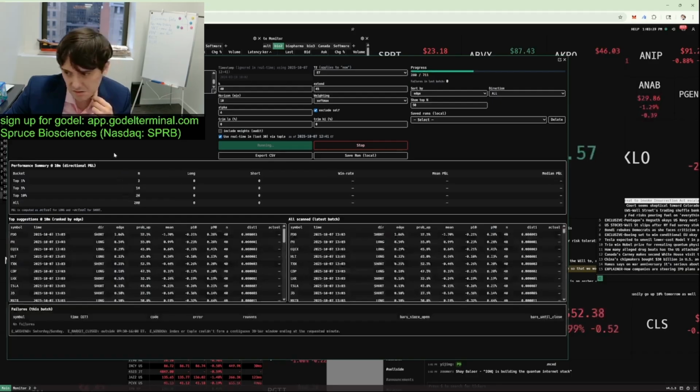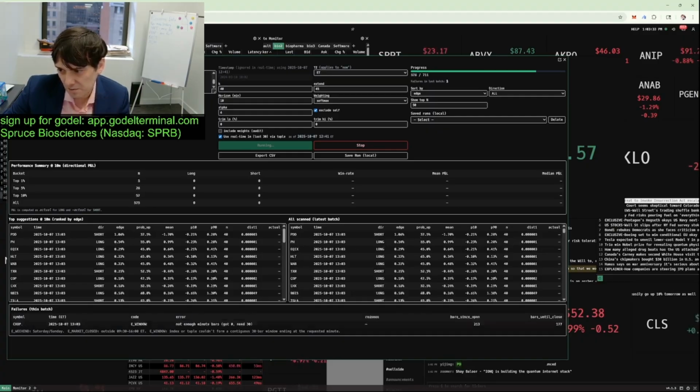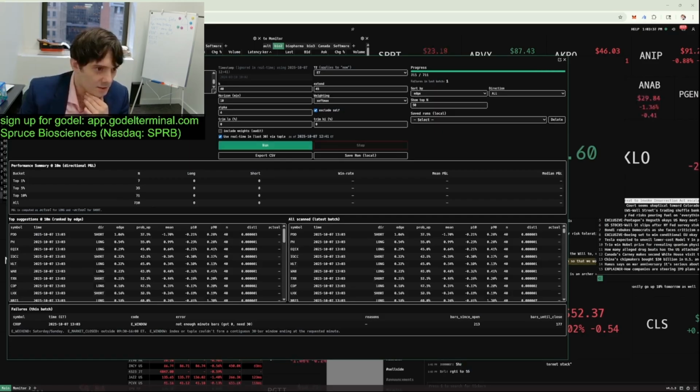I'm sure it's fine for small caps, but small caps are their own weird animal. Okay, Pinduoduo. I'm going to take a little bit larger position this time.